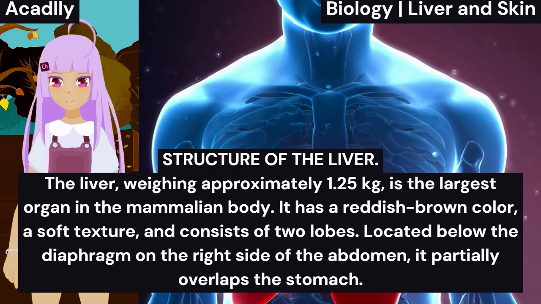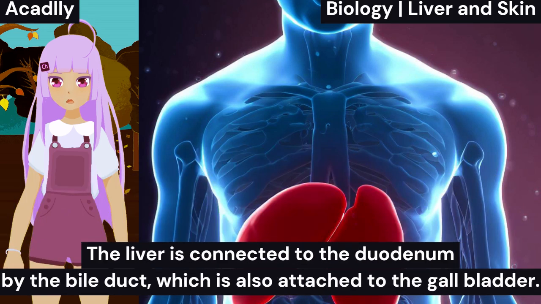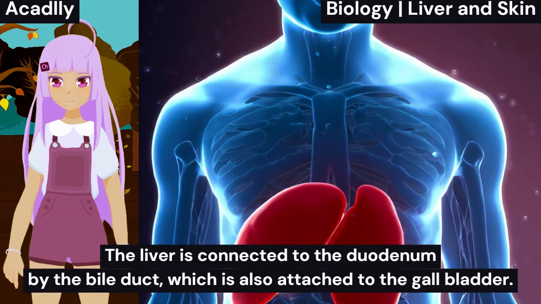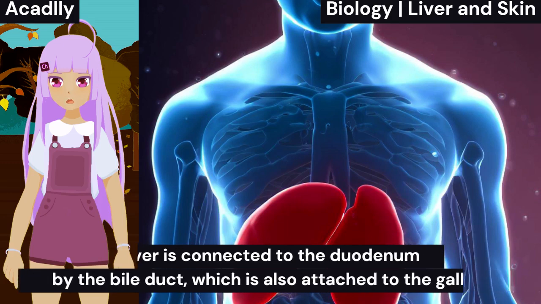Structure of the liver. The liver, weighing approximately 1.25 kilograms, is the largest organ in the mammalian body. It has a reddish-brown color, a soft texture, and consists of 2 lobes. Located below the diaphragm on the right side of the abdomen, it partially overlaps the stomach. The liver is connected to the duodenum by the bile duct, which is also attached to the gallbladder.